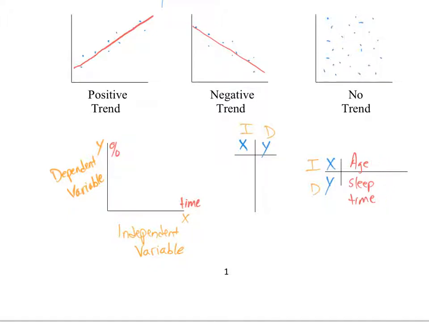So both of these are really kind of times, but the sleep time is the dependent, so sleep time has to go here on the y, and the age goes here on the x, because the amount of sleep you need depends on your age. You with me? And honestly, most of the time, you can just look at it: whatever's listed first is always on the x-axis. Whatever's listed second is on the y.